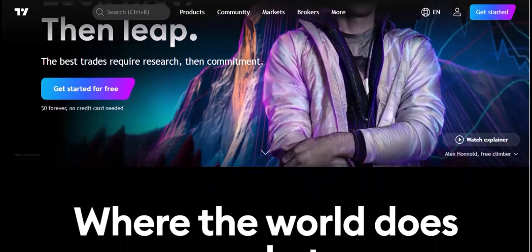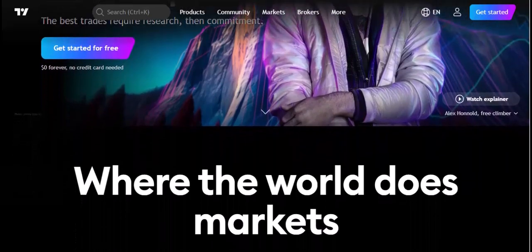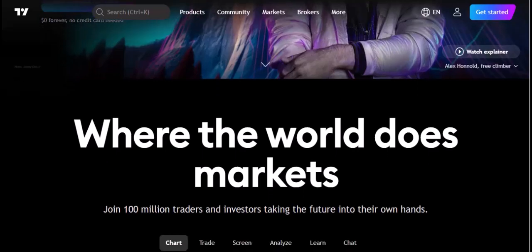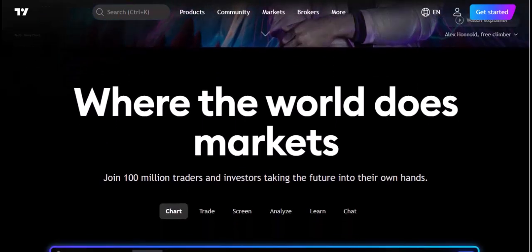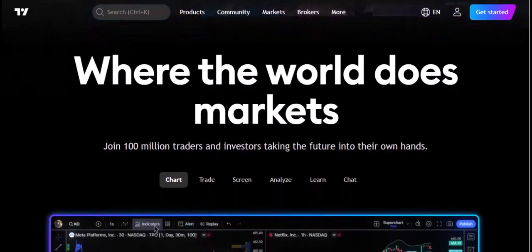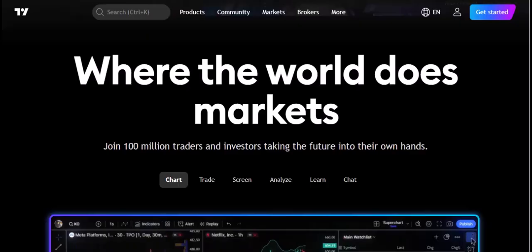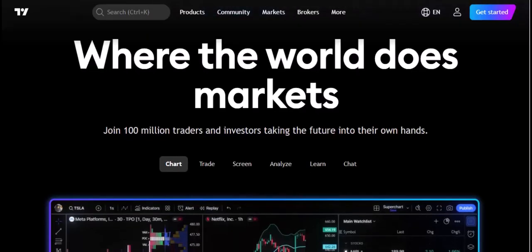First, let's set the stage. TradingView is a household name in the trading community. It's a web-based charting platform used by millions for its extensive charting tools, real-time data across various asset classes like stocks, crypto, commodities, and, of course, Forex. Think of it as a comprehensive dashboard for market analysis.